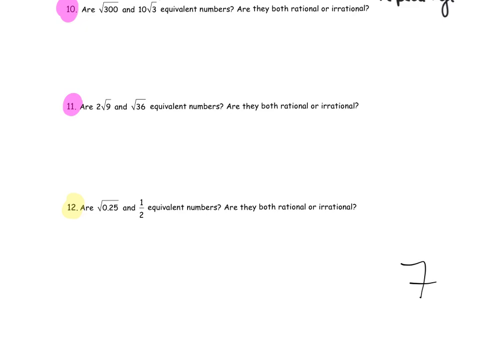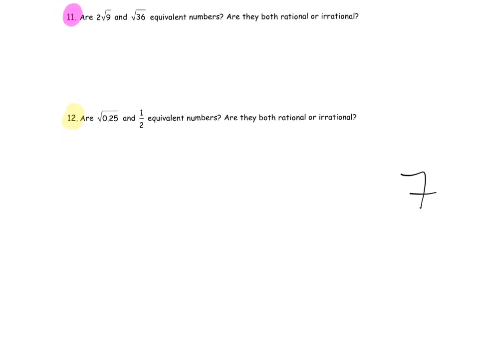Okay, so for question 12, we have the square root of 0.25 and 1/2. Are they equivalent numbers? And are they both rational or irrational? Now, I wonder if maybe you do notice this, maybe you don't. Can you tell me what 0.25 is as a fraction? So think of that as a quarter, right? 25 cents. We can write that as 1/4, a quarter. So I want to take the square root of 1/4.